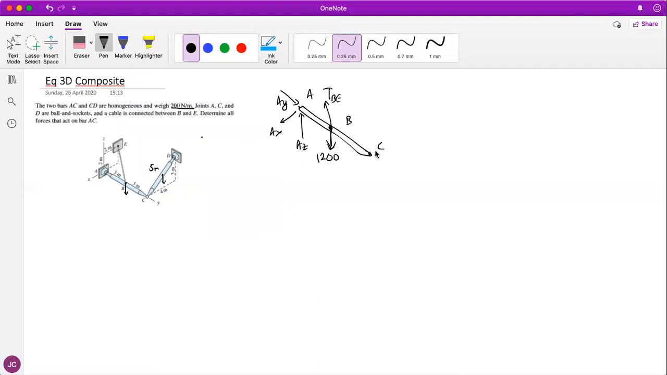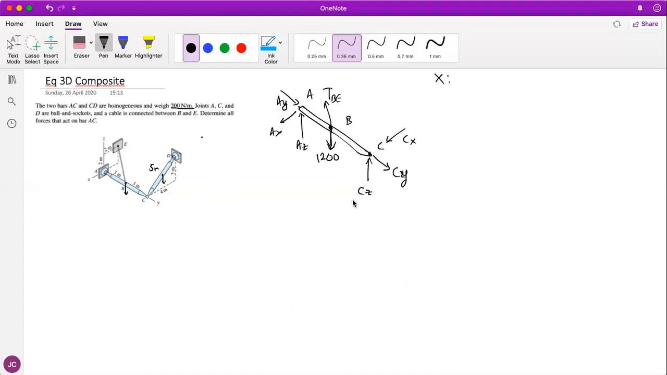Let's go to C. It says that C is a ball and socket joint. Therefore, you need to have your CY going here. This is your CY. This is not your CY, this is your CX. I just can't find the right component. So this should be CX. After this, what you will have over here is X.